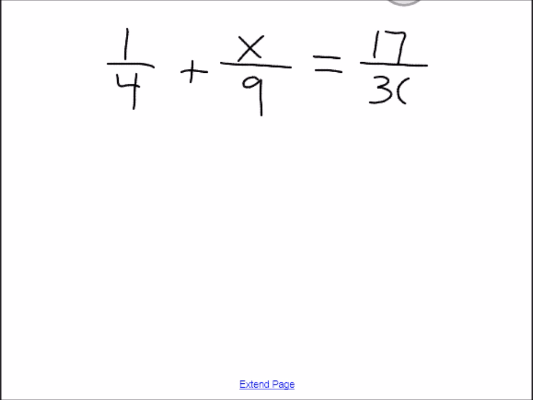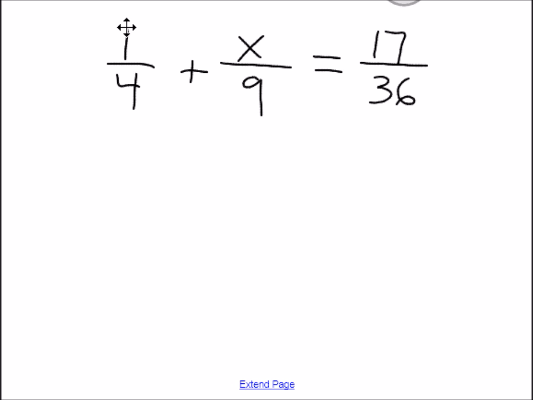So for our first example we're going to do 1/4 plus x over 9 equals 17 over 36. And again there are other ways to solve this equation than what we're going to do today, but I find this way to be one of the most convenient ways for students to solve a fractional equation because it eliminates your fractions.